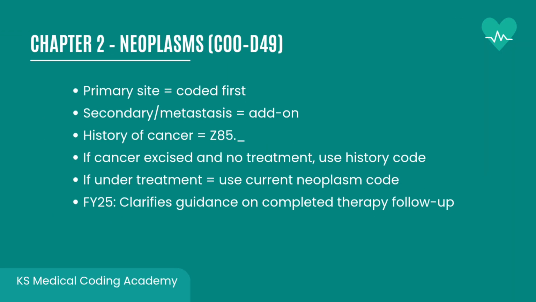Chapter 2: Neoplasms. Always sequence the primary malignancy first, followed by any metastasis. If cancer is completely excised and the patient is no longer receiving treatment, use a history code like Z85. Ongoing treatment? Use the active cancer code. FY 25 clarifies post-treatment surveillance coding.